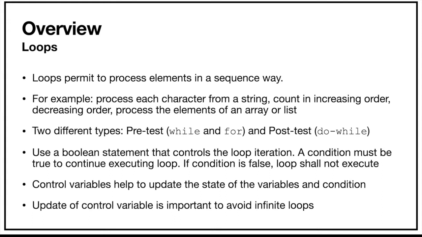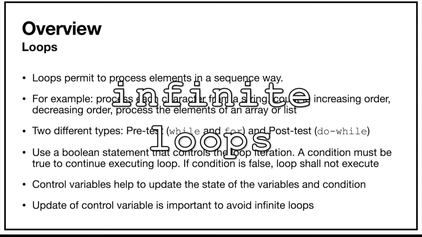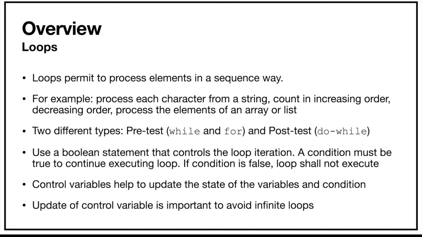And finally, the update of the control variable is quite important to avoid infinite loops, right? And it also helps us to keep going, right? Infinite loops are not necessarily bad, right? Sometimes you need an infinite loop, precisely when you want to interact with the computer user continuously, right? Sometimes infinite loops are very helpful when we don't know when to stop. Maybe when we have a condition that eventually will be met, but we don't know when, right? So that's when infinite loops are very important.